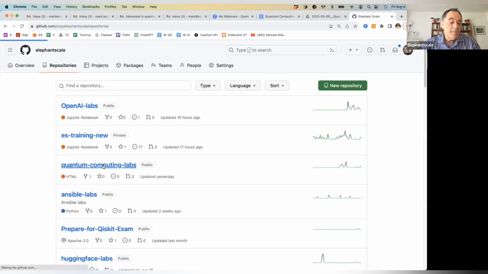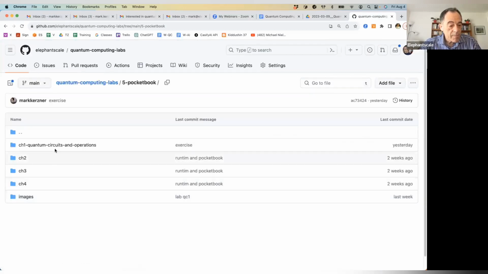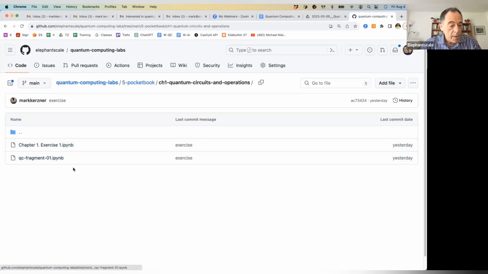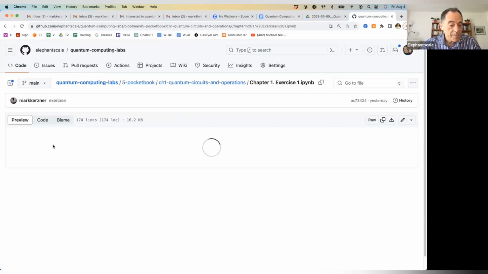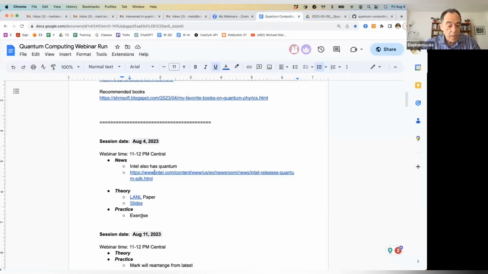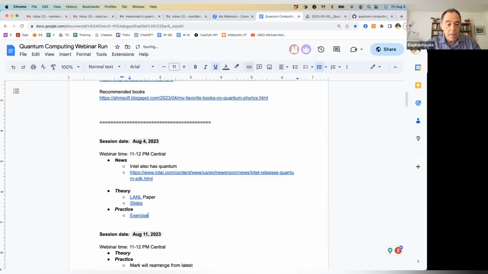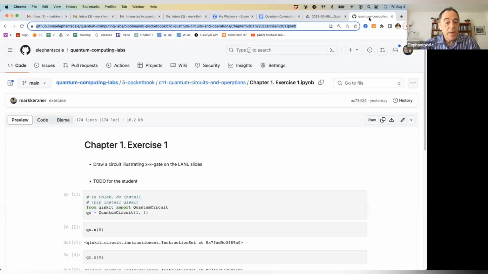Quantum Computing Lab. Go to Pocket Guide, and go to exercises. So what you need is that link. And therefore, when I say do exercise 1, well, put a link on that exercise 1. Now if you click there, you will get exactly to this place.